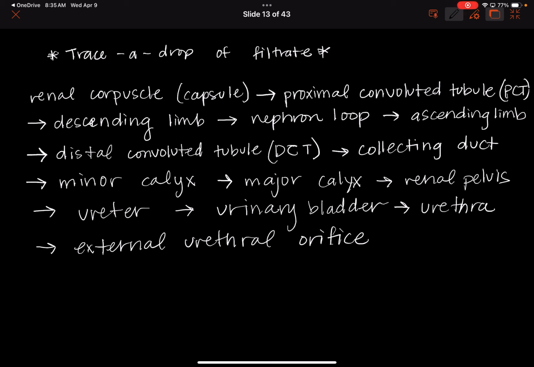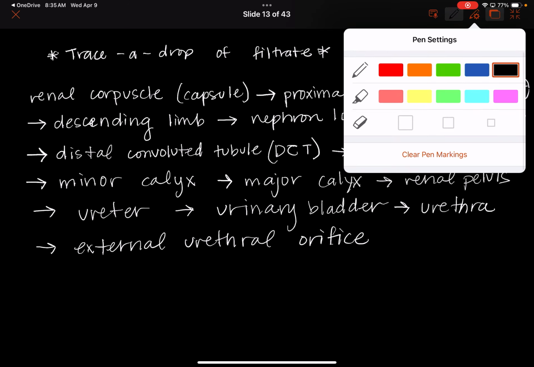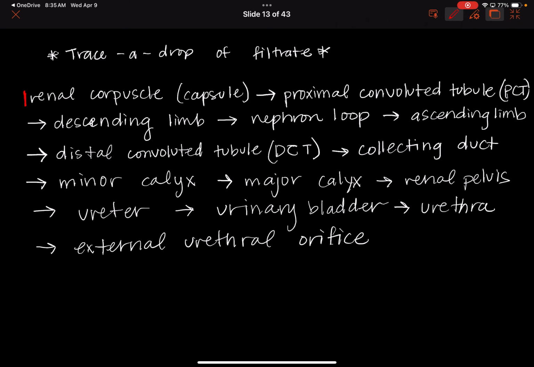PCT to the nephron loop to the DCT, and then the collecting duct. But the collecting duct's not part of the nephron. So make sure you know the nephron goes from here to here. That's the nephron. The rest of it's not the nephron.